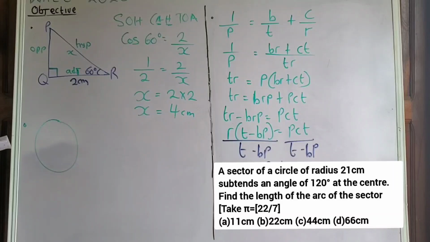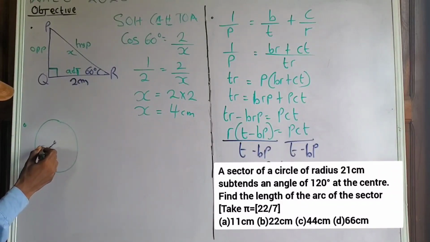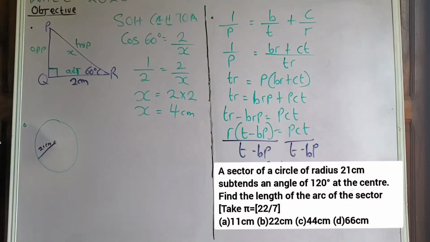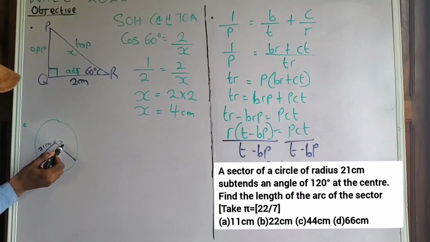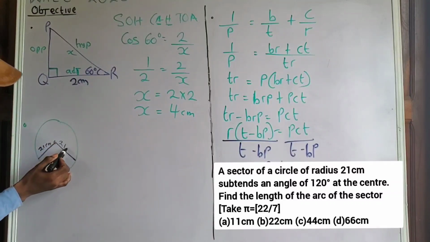This is a circle. Now, we are told that the circle has a radius of 21 centimeters. So that means that any line that comes from the center of the circle to any part of the circumference is the radius of the circle. Okay, so if I draw a line that comes from here to this place, that is the radius. Okay, 21 centimeter. Do you understand? Now, because it is a sector, that means I'm going to have another radius that joins it from this place. If this one is 21 centimeter, this will also be what? 21 centimeter. Do you understand?